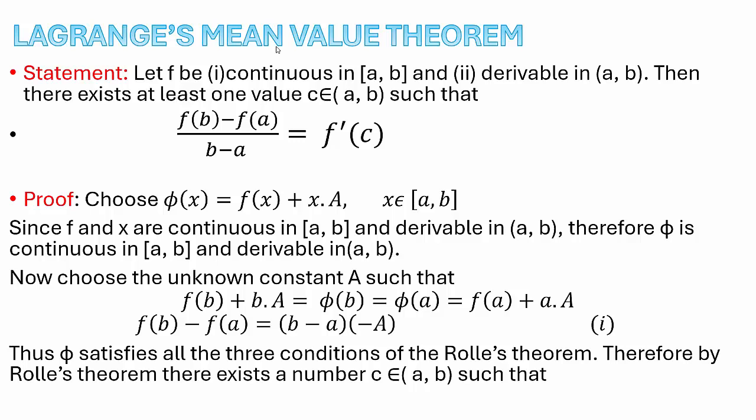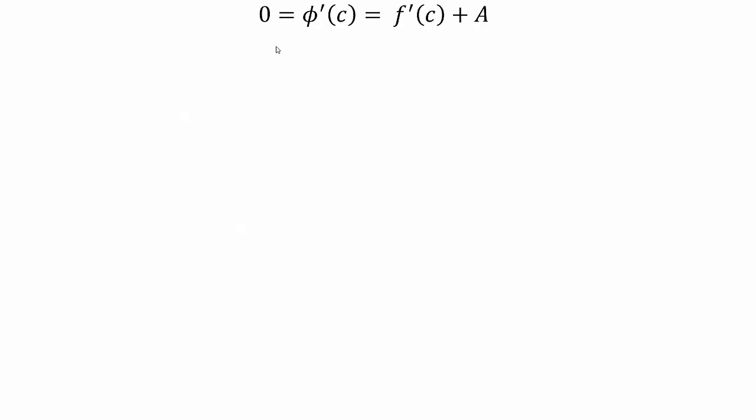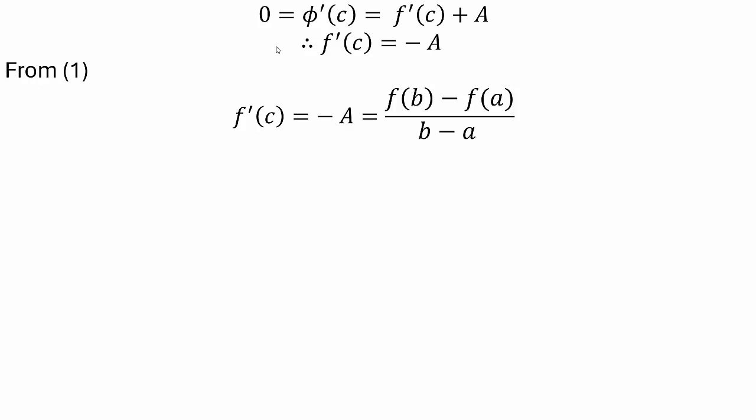Therefore, there must exist a point c such that phi dash c equal to 0, and phi dash c is nothing but f dash c plus a. That's why f dash c equal to minus a, and therefore f dash c equal to (f of b minus f of a) divided by (b minus a).